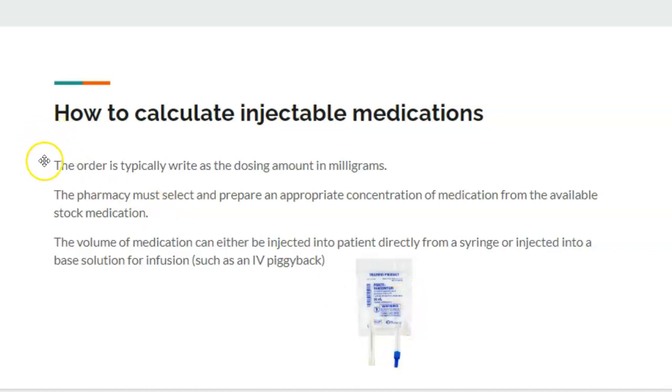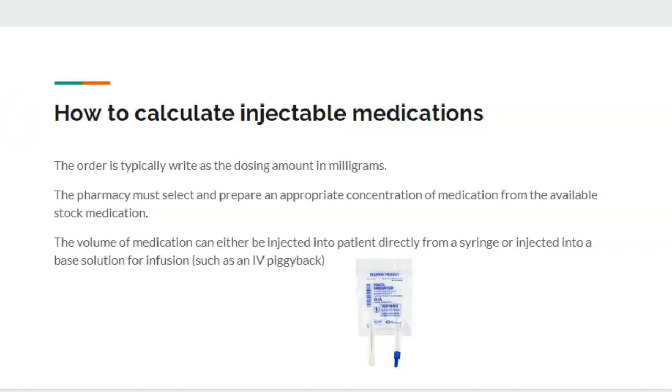So the order is typically written in dose amounts in milligrams when we're calculating injectable medications. So we usually want to figure out how many milliliters we need to draw up into the syringe. That's usually what we calculate, because the physician will tell us, I want 2 milligrams, and we'll look at our stock solution, and it might be 5 milligrams per milliliter. So I need to know how much am I going to draw out of that stock solution, what volume to get to 2 milligrams. So that's usually what we're calculating here.